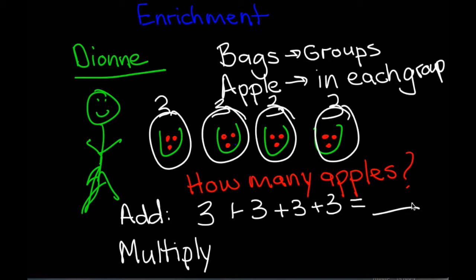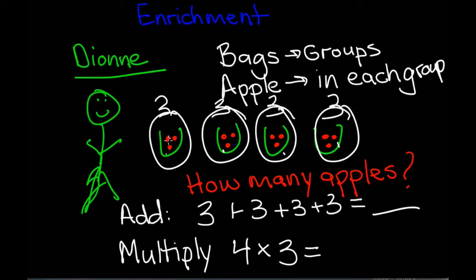Or I could multiply. I could say that I've got 1, 2, 3, 4 groups, 4, and I've got 3 in each group. So it's 4 times 3. It's 3 four times, or 4 three times. Either way, I'm going to add them up. So let's count them up.